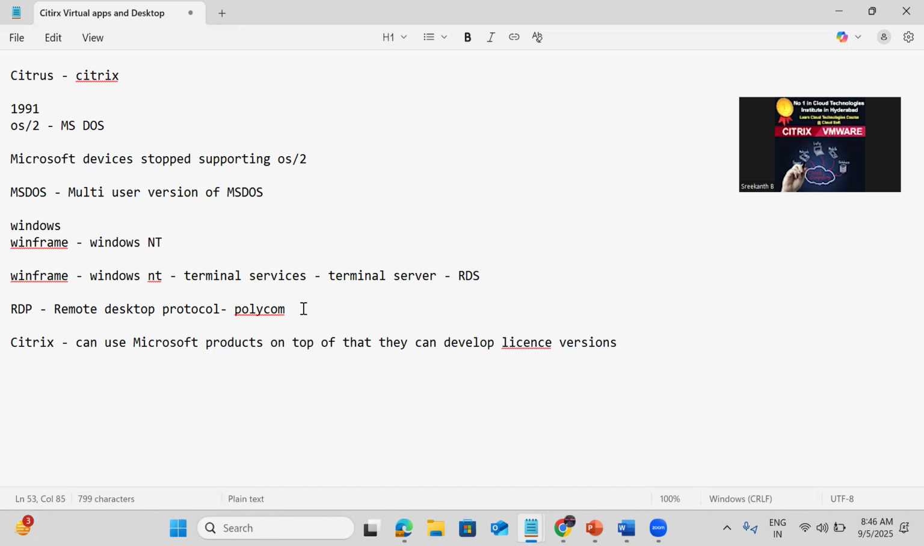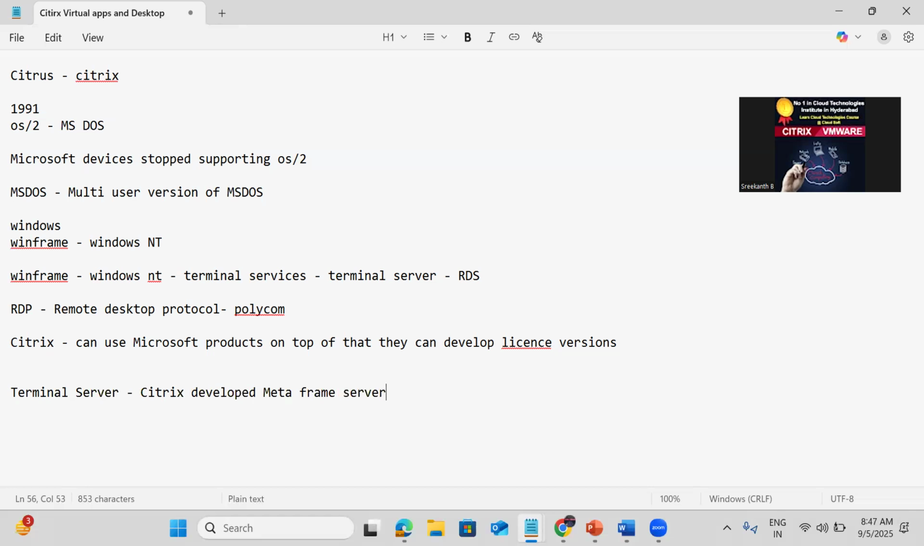Okay, then here, on top of the terminal server, on top of Windows NT terminal server, Citrix has developed this MetaFrame server. Citrix has developed the MetaFrame server.